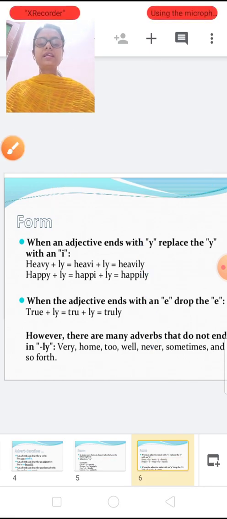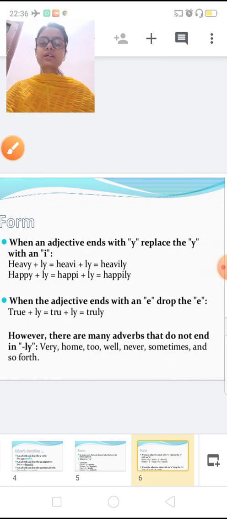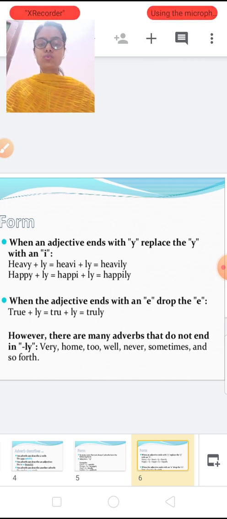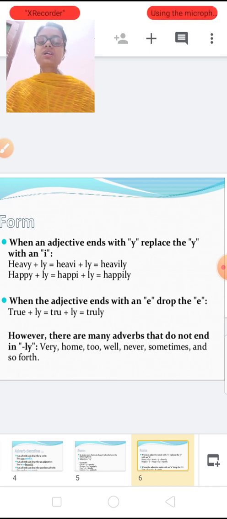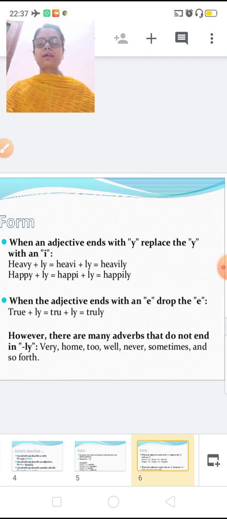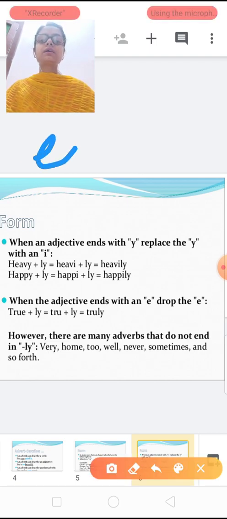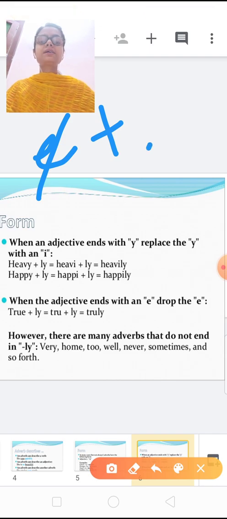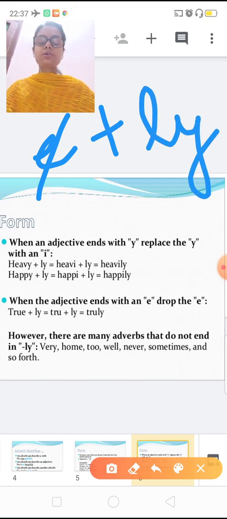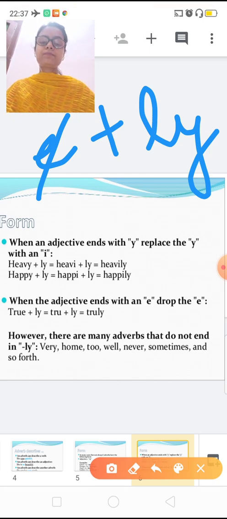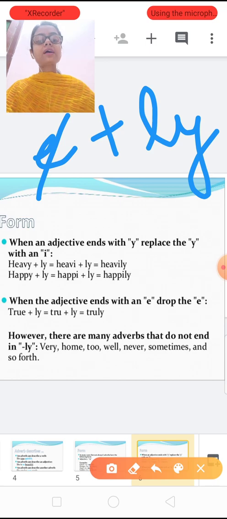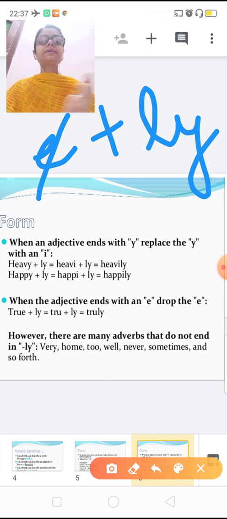Okay, so now the next is when the adjective ends with an E. So how will you do it? Like true, TRUE. So what you have to do? Just remove E, add LY. Okay, so it becomes truly, TRULY. So when it ends with Y, the rule is different. When it ends with E, the rule is different.